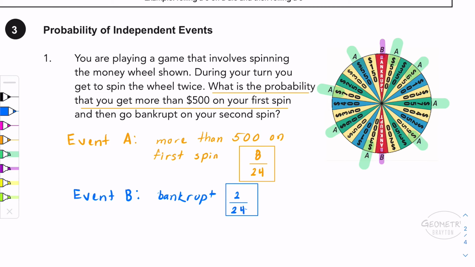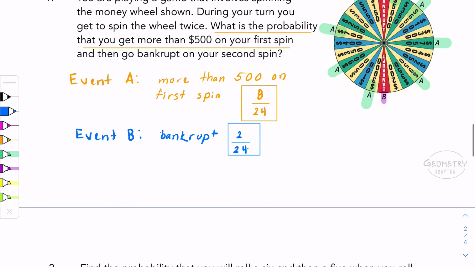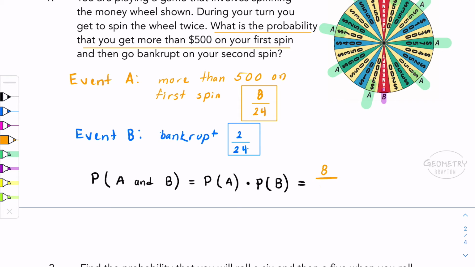So the probability of these events happening in a row would be the probability of event A and event B, which indicates that you're going to multiply the probability of event A times the probability of event B. That means we are going to multiply 8 over 24, the probability of event A, by 2 over 24, which is the probability of event B. This is going to be 16 divided by 576.